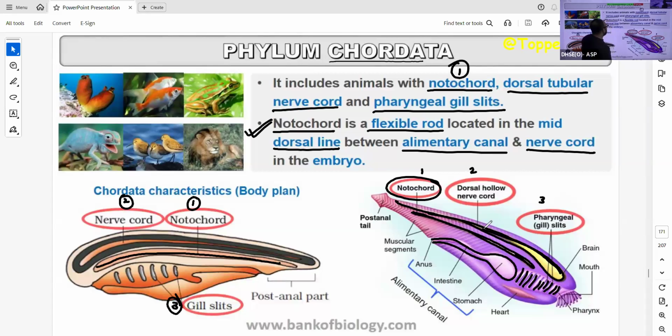Okay, so notochord basically is a muscular, okay, is a muscular rod-like structure which is present between the alimentary canal and the nerve cord. Clear? Fine. Okay.